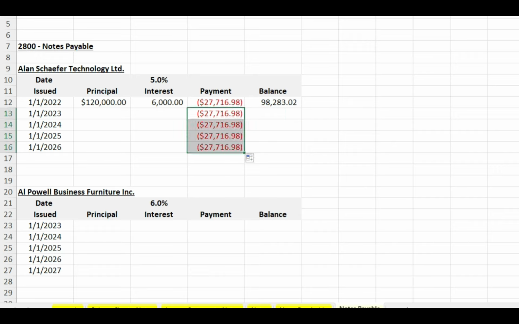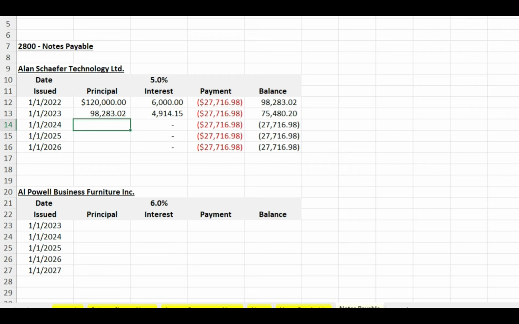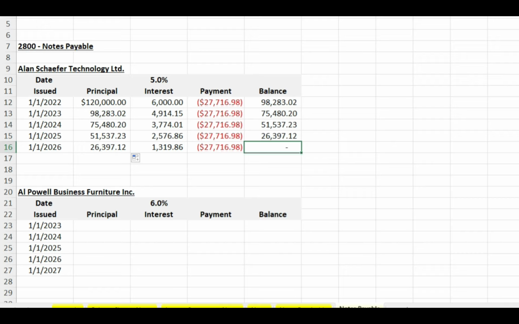I'm going to drag all these down. If I did this right, this should be 0. Boom. 0. Payment function works. So I'm going to have 5 annual payments of principal and interest of $27,716.98, and that will pay off this loan over 5 years.